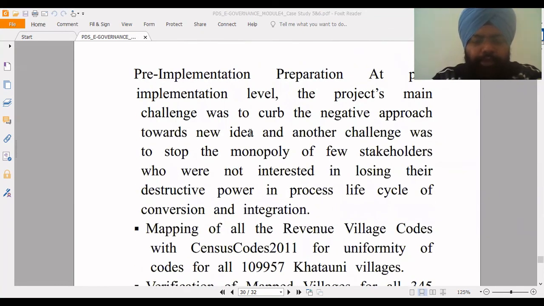So, pre-implementation preparation. At the pre-implementation level, the project's main challenge was to curb the negative approach toward a new idea, and another challenge was to stop the monopoly of stakeholders who were not interested in losing their destructive power in the process life cycle of conversion and integration.